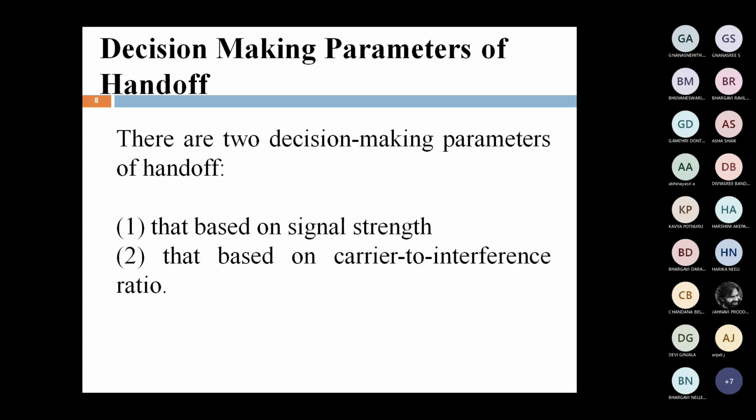Right. This is about situations and types of handoff techniques. Now we discuss the decision making parameters of handoff, that is, when the mobile unit or base station can take the decision of handoff. There are two decision making parameters: the first one is based upon the signal strength, and the second one is based upon the carrier to interference ratio.